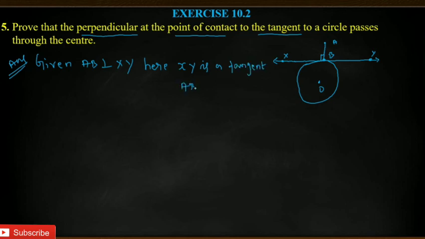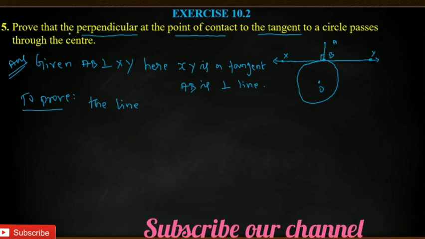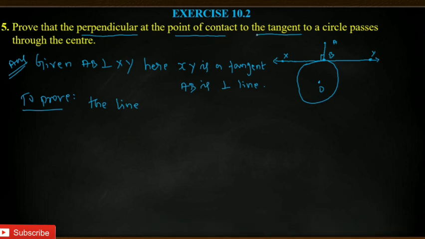Okay, so AB is a perpendicular line. Perpendicular line, that is the given. Now what they asked to prove: you just see here the line AB. What is that? The perpendicular at the point of contact to the tangent to a circle passes through the center. What we did, the perpendicular line AB, we need to prove it is going to the center point O. Like that we have to say.